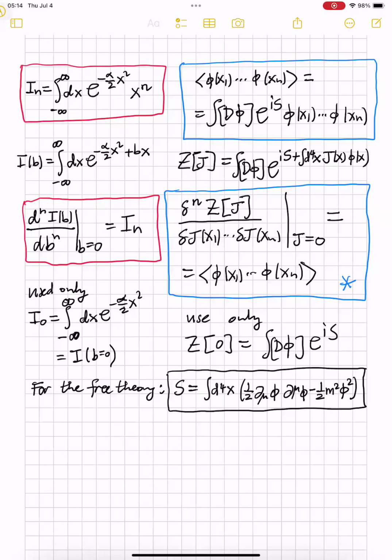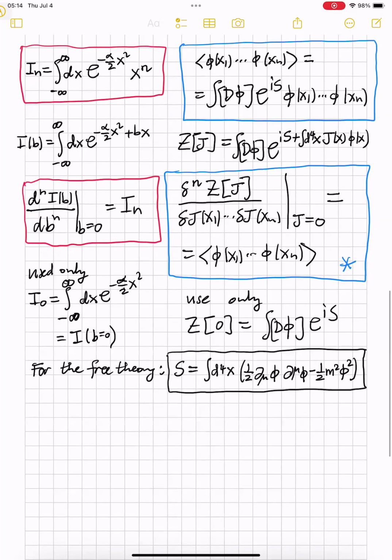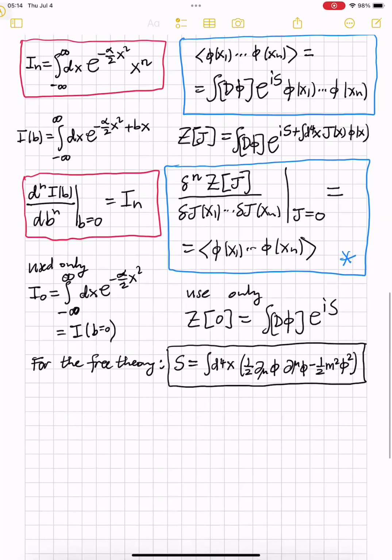Okay, so let's get cracking. The first thing I want to do is derive an identity that I'm going to use a lot in what follows. It's an identity that I think you know, but let's just rederive it and make sure that it's uppermost in your mind.